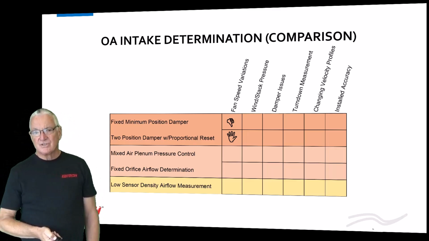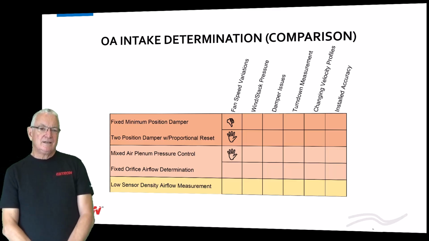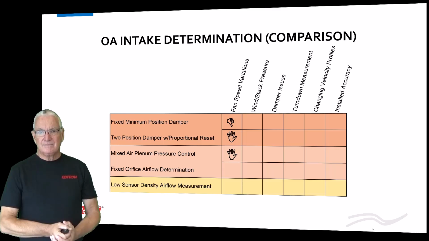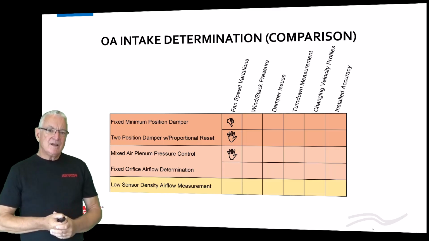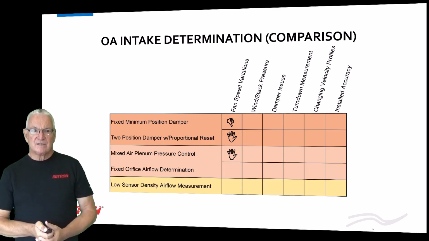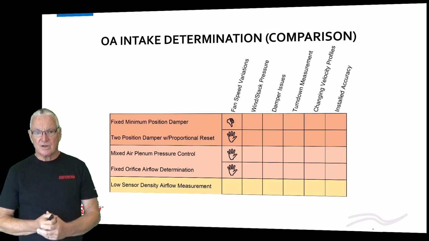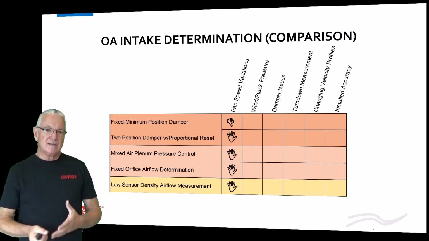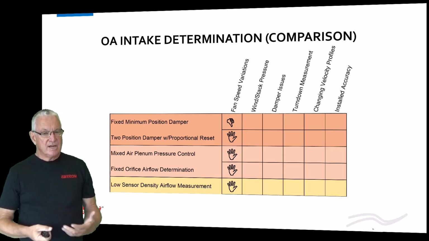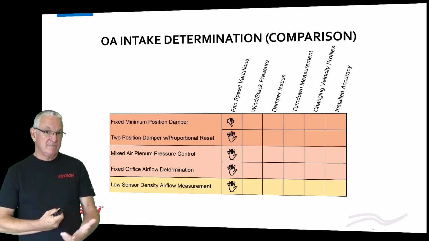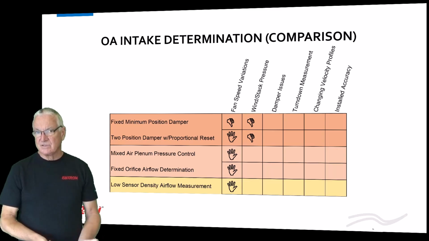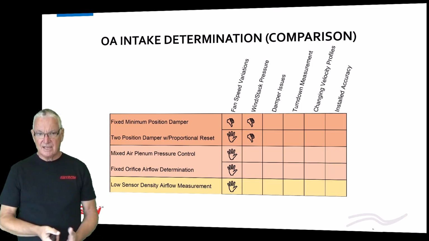Mixed air plenum pressure control is kind of the same thing. You're making a lot of assumptions on the damper, but the reality is you can compensate a little bit for changes in fan speed, as you can with measuring the pressure drop across a louver, as you can with using a low sensor density airflow measurement device. They're not great, but you can at least make an argument that it's better than nothing. It's certainly better than fixed position dampers. When you look at wind and stack pressure, anything that just relies on dampers, you have no idea what's going on with wind and stack pressure, so that's out.